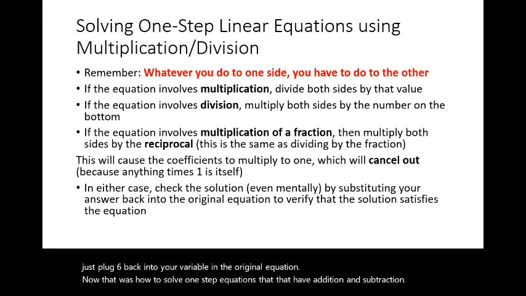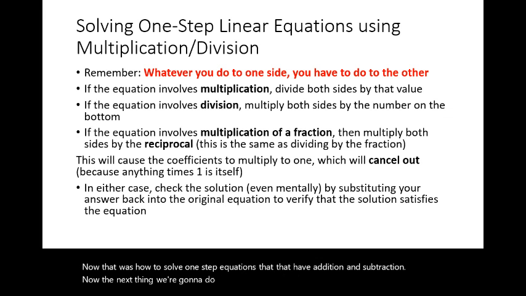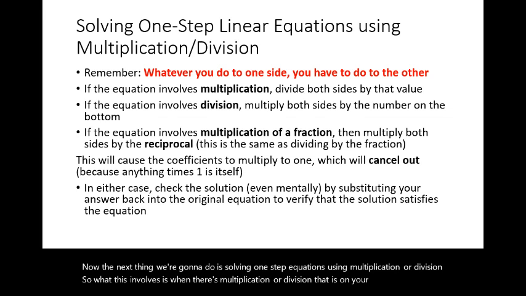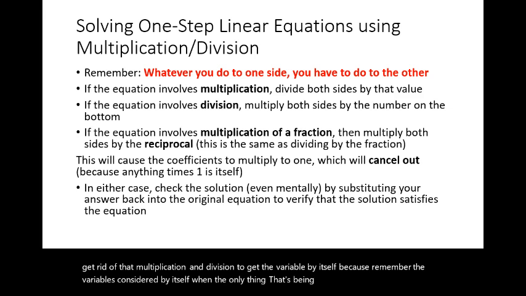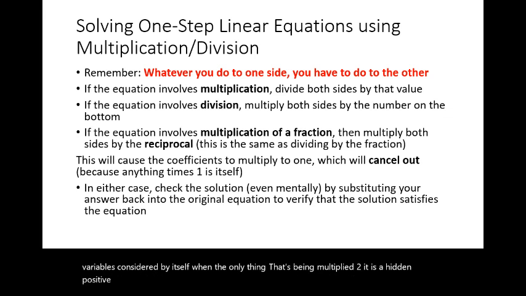Now, the next thing we're going to do is solving one-step equations using multiplication or division. So what this involves is when there's multiplication or division on your variable, how to get rid of that multiplication and division to get the variable by itself. Because remember, the variable is considered by itself when the only thing that's being multiplied to it is a hidden positive 1. And just like with addition and subtraction, same thing here.